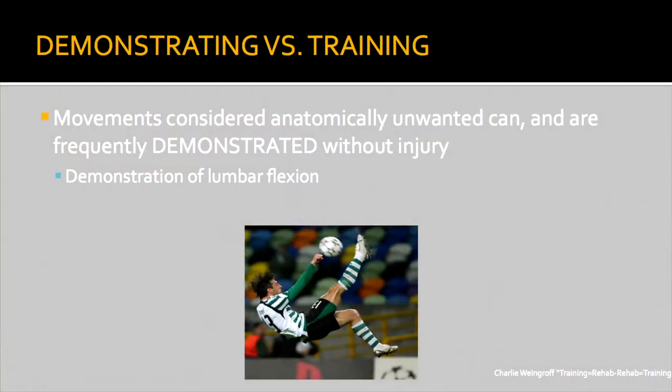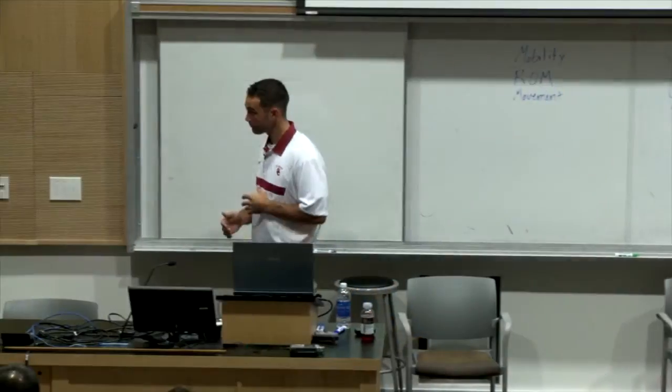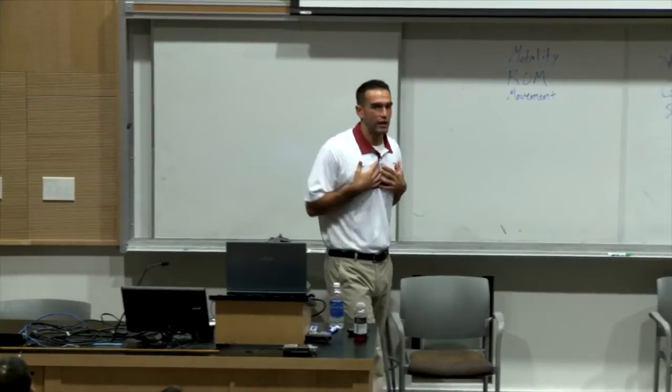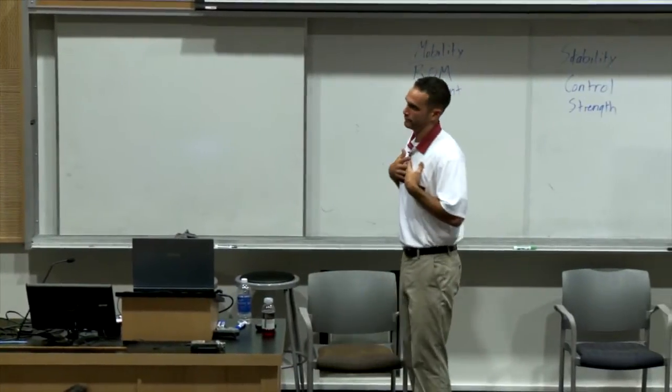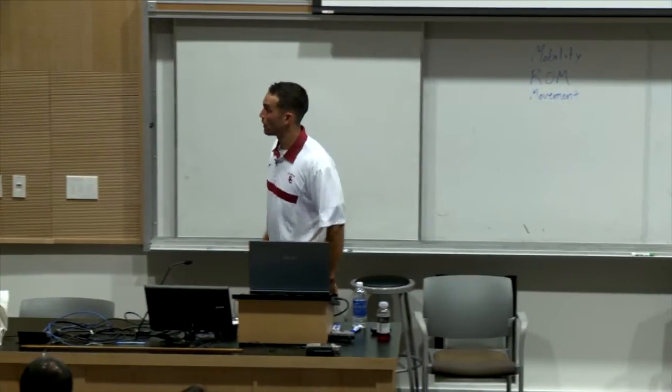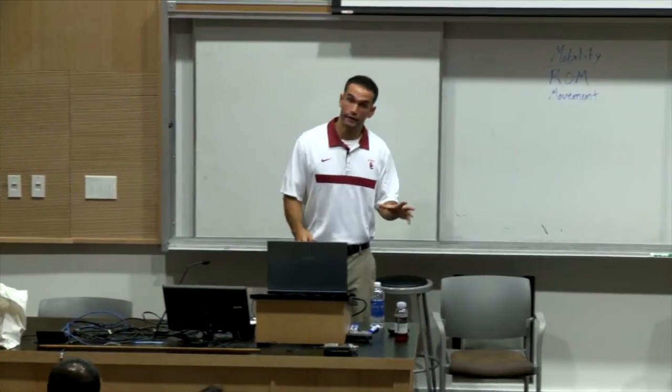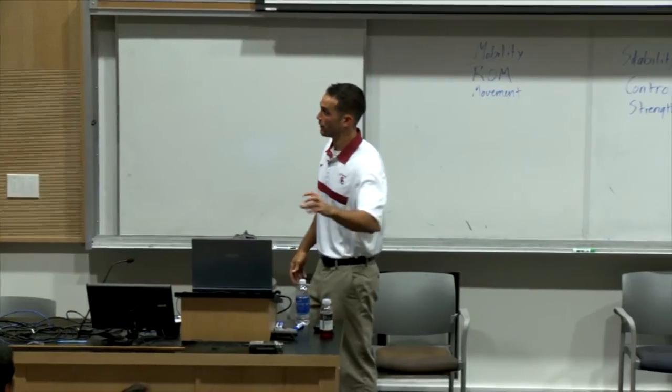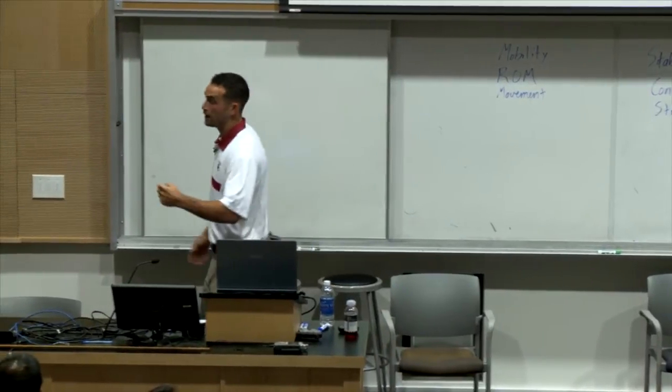Movements considered anatomically unwanted can and are frequently demonstrated without injury. So what do we see in this picture? Again, like I said, a lot of the conversation is going to revolve around lumbar flexion, or lumbar spine. As a strength coach, I'm not going to run out to the field before this guy does a backflip, blind to the goal, trying to slam this ball into the back of the net, and say, hey, dude, before you get into that movement, set your lumbar spine, set your postural position. It's not going to happen, right?